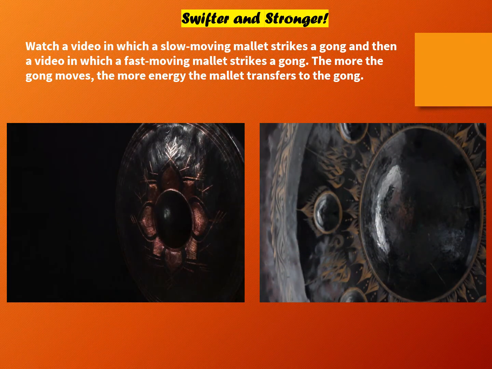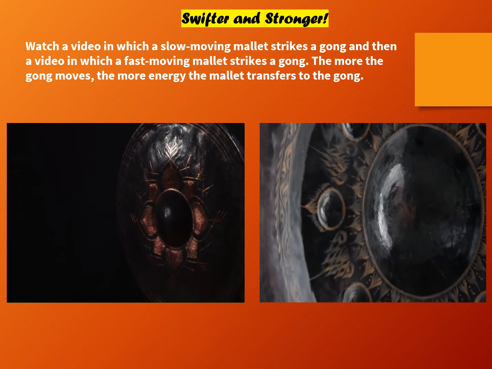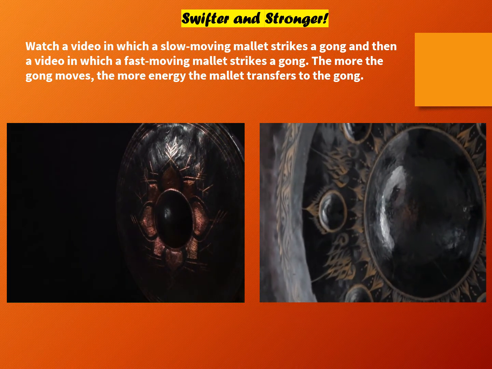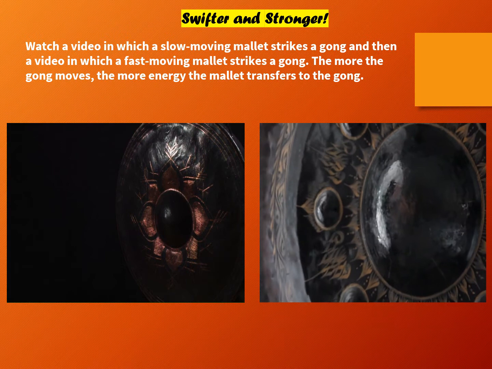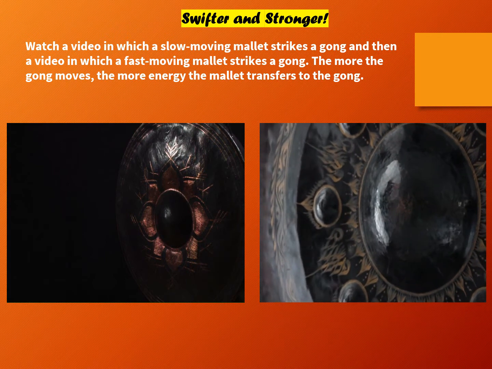Swifter and stronger. Do you think, class, the speed of an object affects its energy? Okay, let's find out. Watch a video in which a slow-moving mallet strikes a gong, and then a video in which a fast-moving mallet strikes a gong. Is the ball swung slowly or quickly? How does the gong react? Okay, and the second one, is the ball swung slowly or quickly? How does the gong react this time?